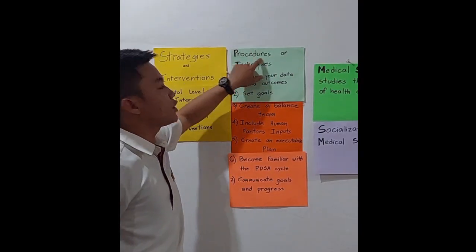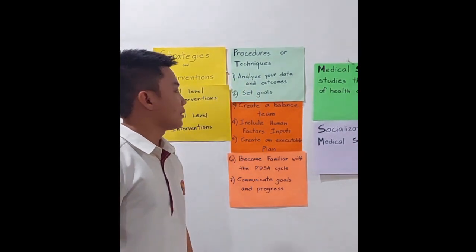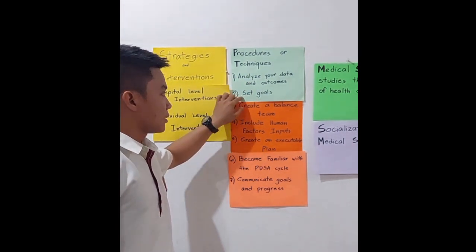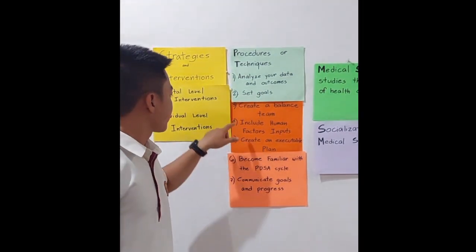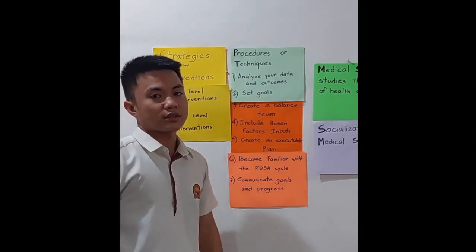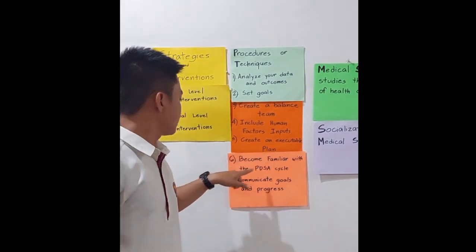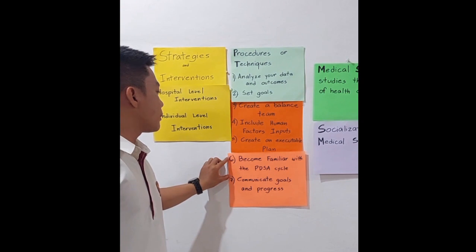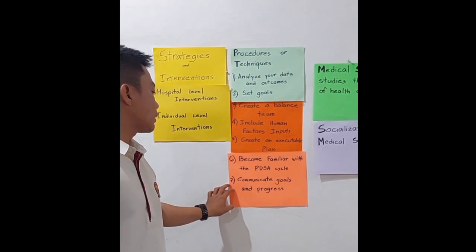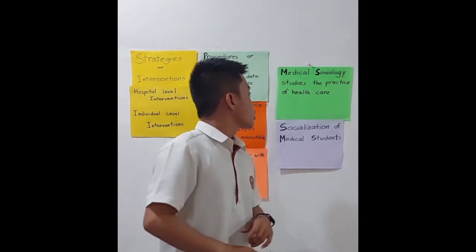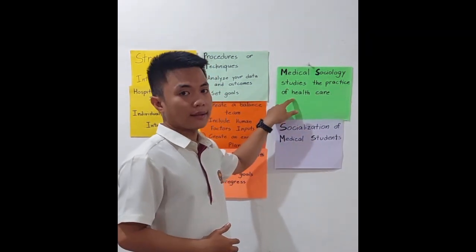So, I have the procedures or techniques. First, analyze their data and outcomes. Second, set goals. Third, create a balanced team. Fourth, include human factors inputs. Fifth, create an executable plan. Sixth, become familiar with the PDSA cycle. And lastly, communicate goals and progress.